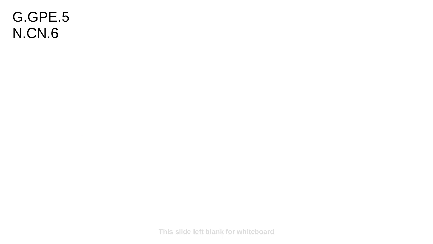So the things that you need to know are these two standards. G.GPE.5, G.GPE stands for geometric properties of equations, and it's the fifth one of those standards. And N.CN stands for complex numbers, number 6, which has to do with, specifically for our stuff, calculating the midpoint. So let's go over the stuff for GPE 5.